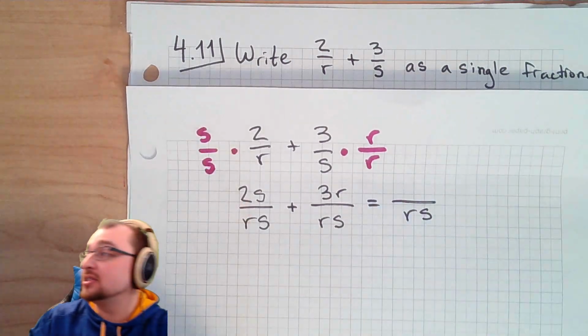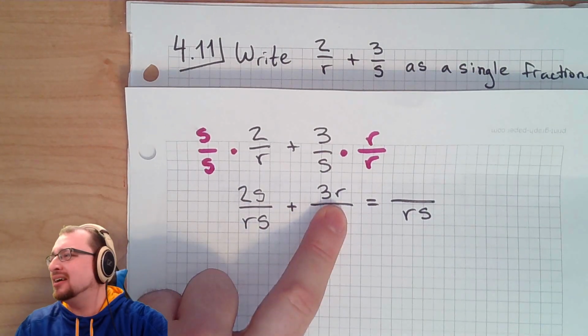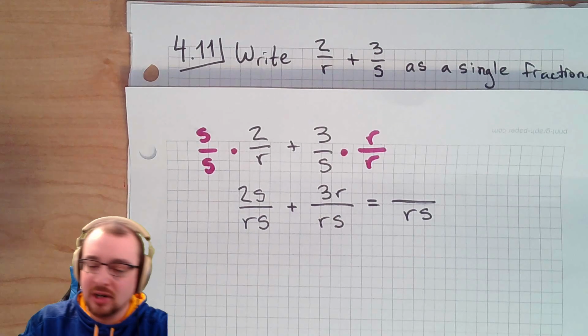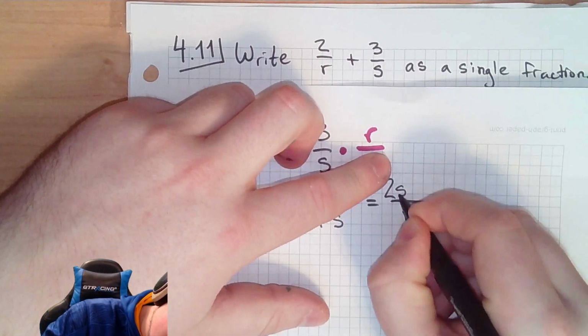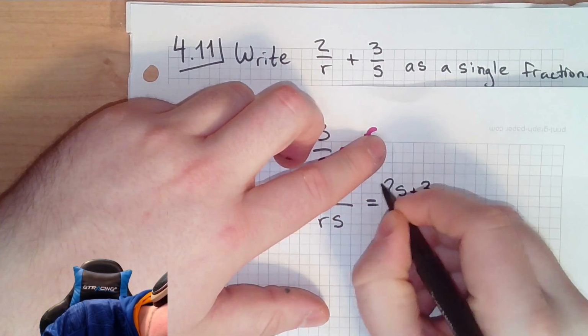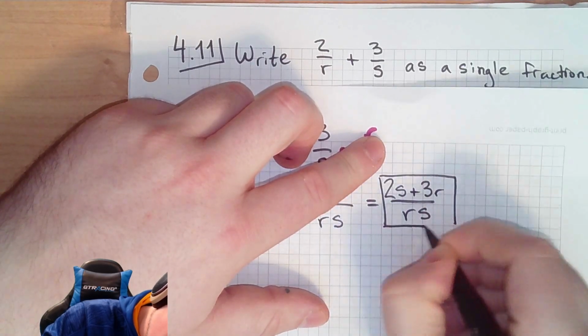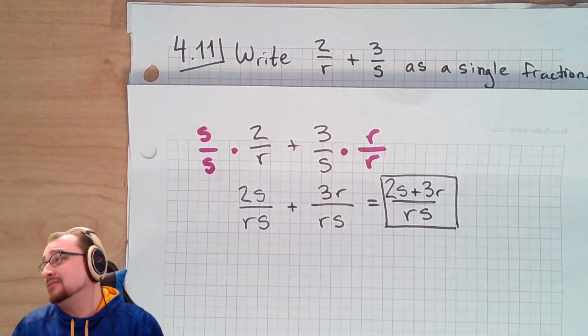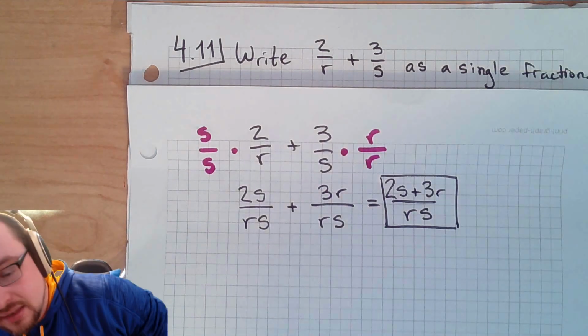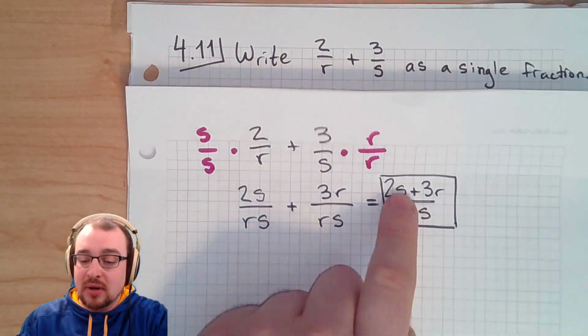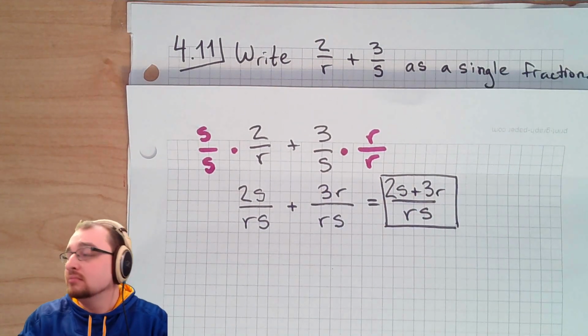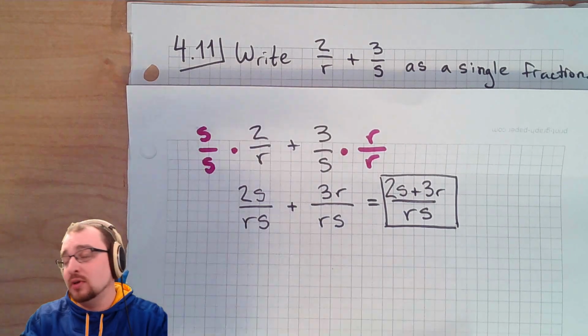Now, you might notice at the top, 2s plus 3r, you can't combine those, right? They're not like terms, but I can still write it like this, 2s plus 3r, and all I got to do is make it one fraction, right? And I did, so I'm done. Can't make it any simpler than that, right? 2s and 3r can't combine, but it's one fraction, so we're done. It's all over one denominator.